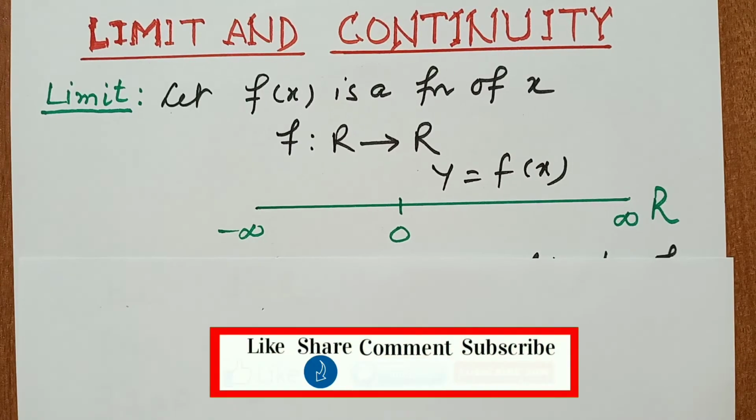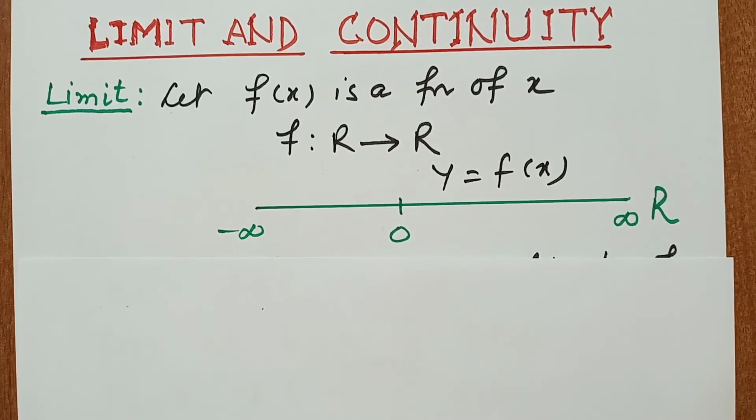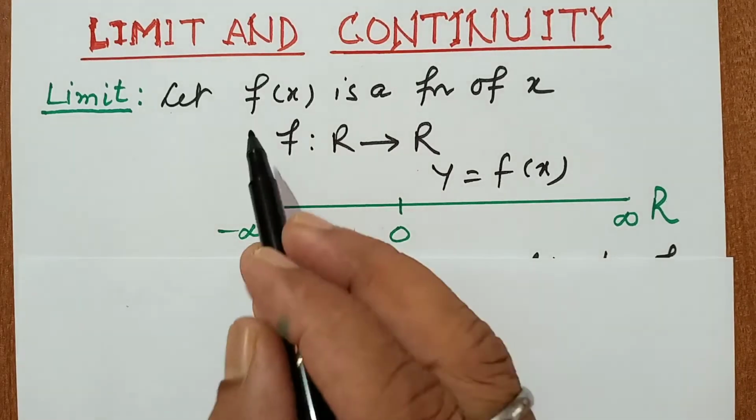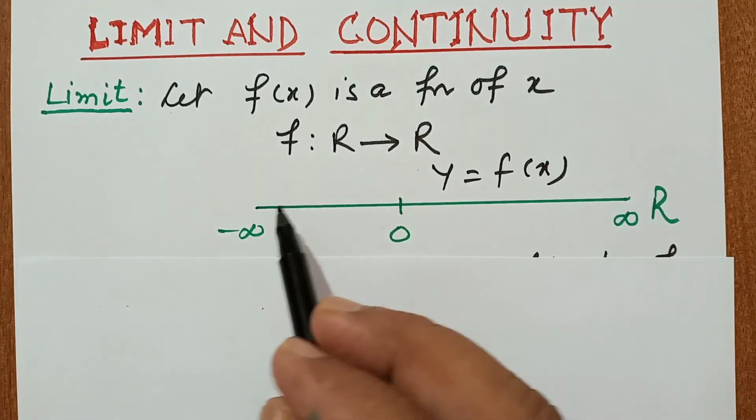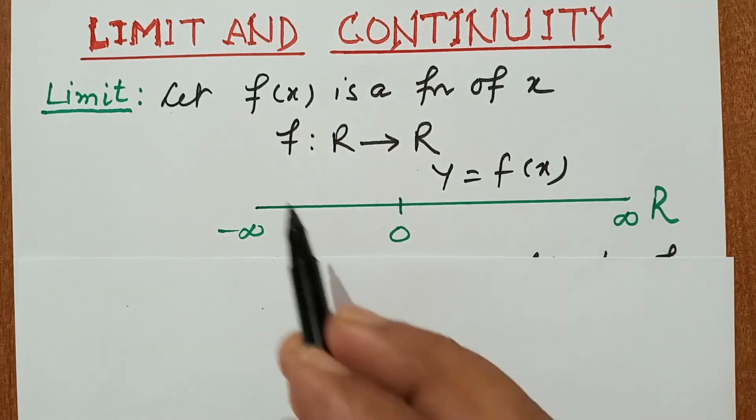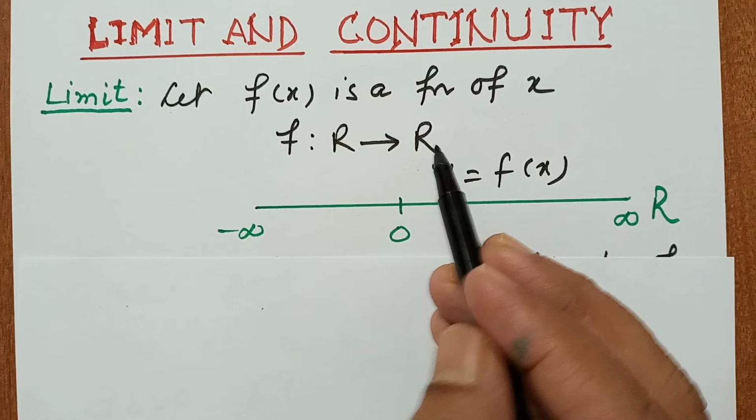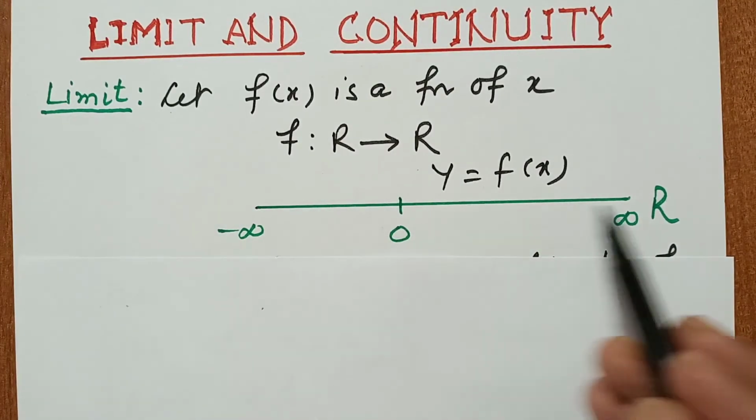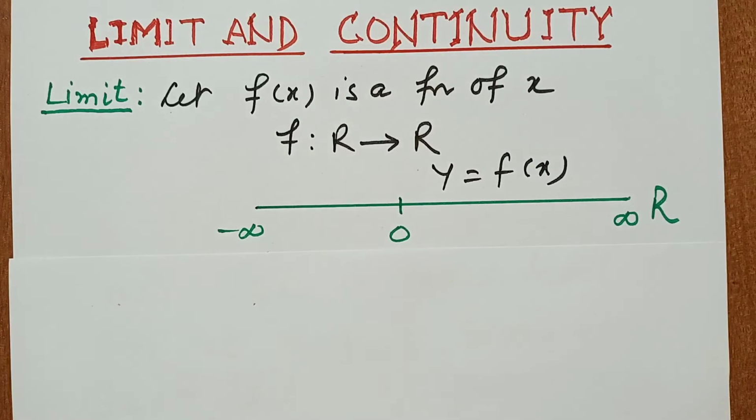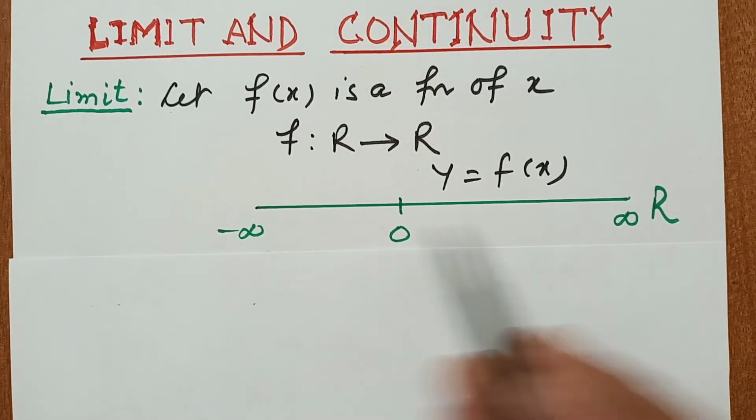So today we will be talking about limit and continuity. Limit and continuity are concepts for functions of a single variable. First we define limit. Let f(x) be a function of x defined on the set of real numbers, that is, f: R to R. What is R? R is the set of real numbers, the real line from minus infinity to plus infinity.